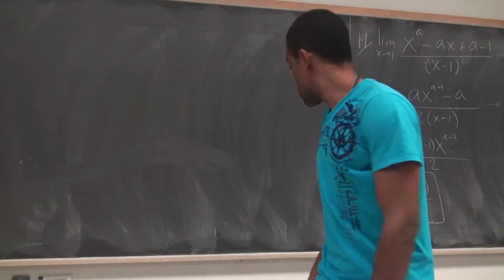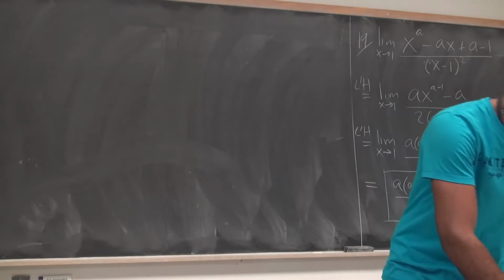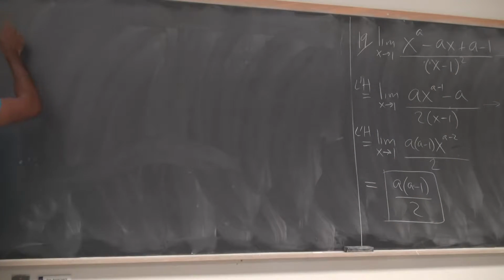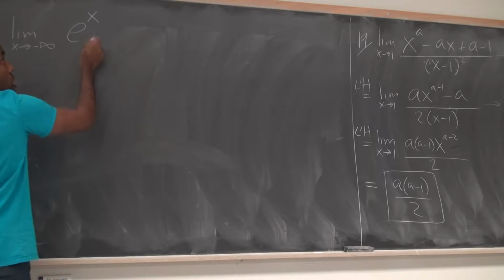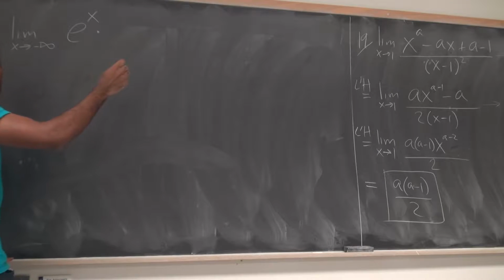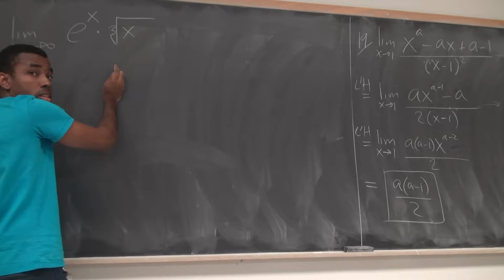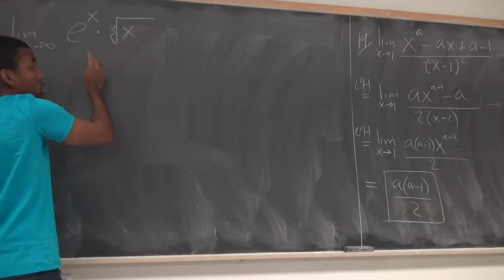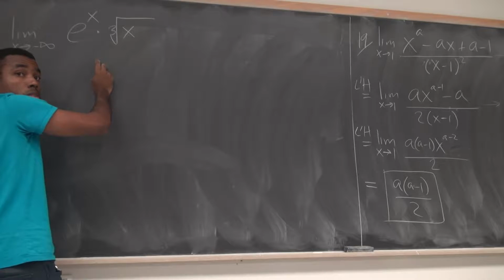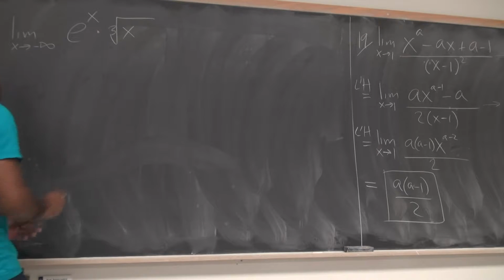Limit as x approaches negative infinity. That's another limit question. Can't get enough. Limit as x approaches negative infinity of e to the x times the cube root of x. Where is this from? Fall 2013, problem 3b.